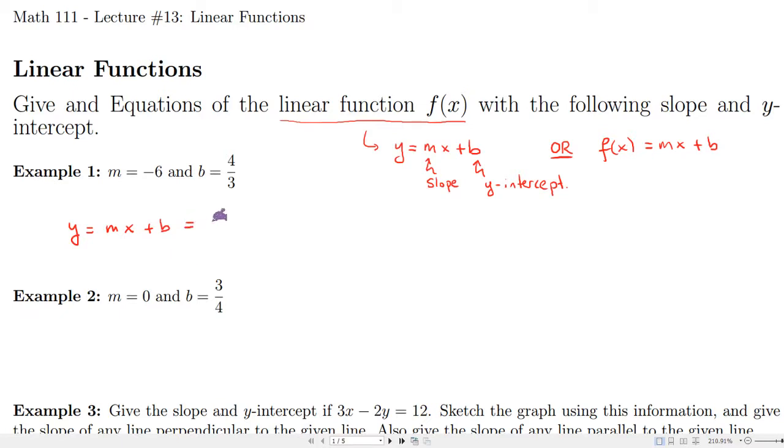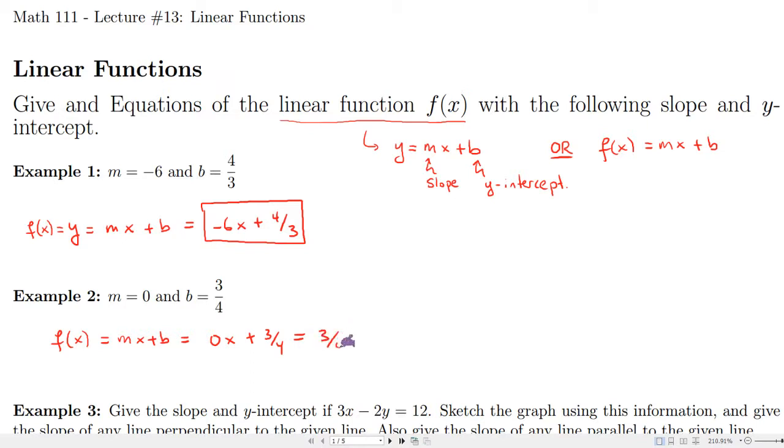Okay, so that would be, so m is -6, so -6x plus 4/3. Now I'm telling you that you should write this as f of x, so we could just write f of x is equal to this, which is equal to this, which is equal to this. So that's good. For the next one, f of x is equal to mx plus b. M is 0, so 0x plus 3/4. So this is just the function f of x equals 3/4. So it's actually a constant function, but that's still considered a linear function. As long as you can write your function in this form, we would consider that a linear function.